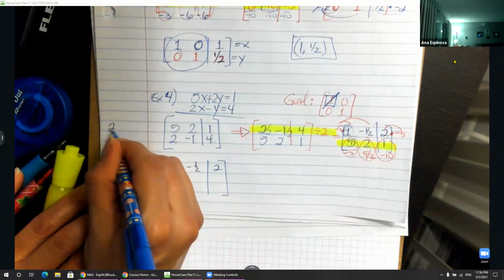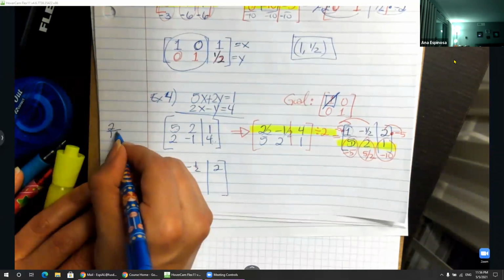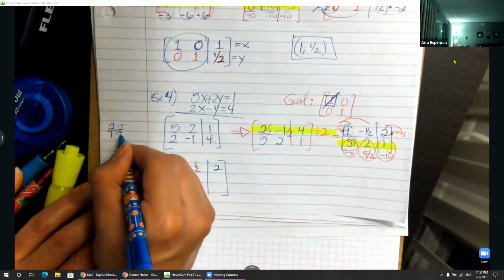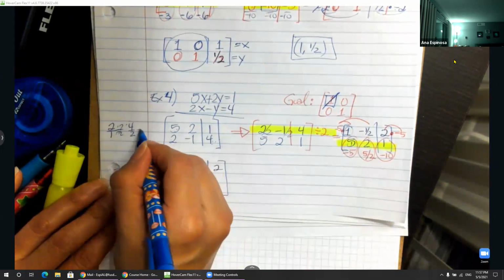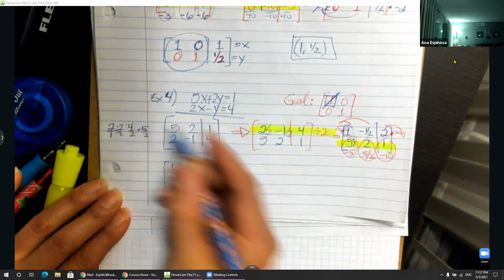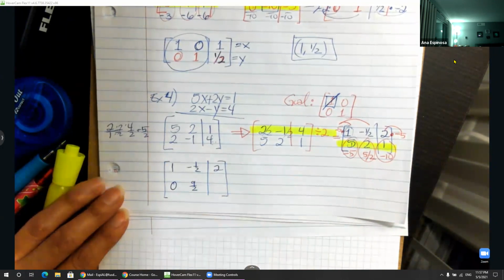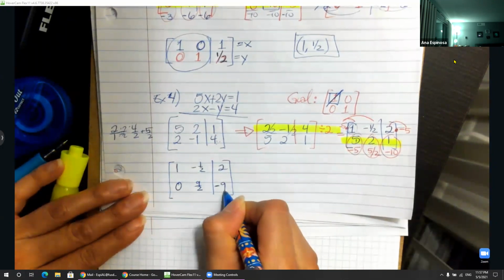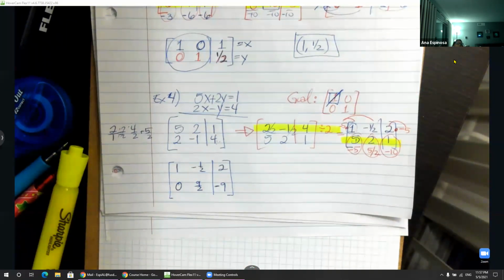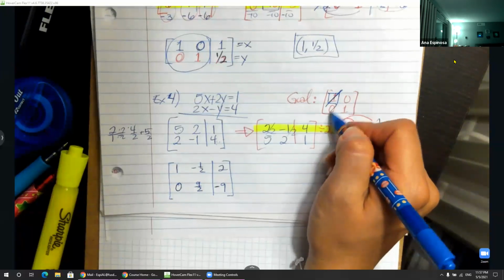So this is 2/1, which is the same thing as, if I multiply by 2, 4/2. I'm going to add 5/2. So that's 9/2. When I add these two, that's what I get. Then I get negative 9. Okay. All right. This 0 is done.